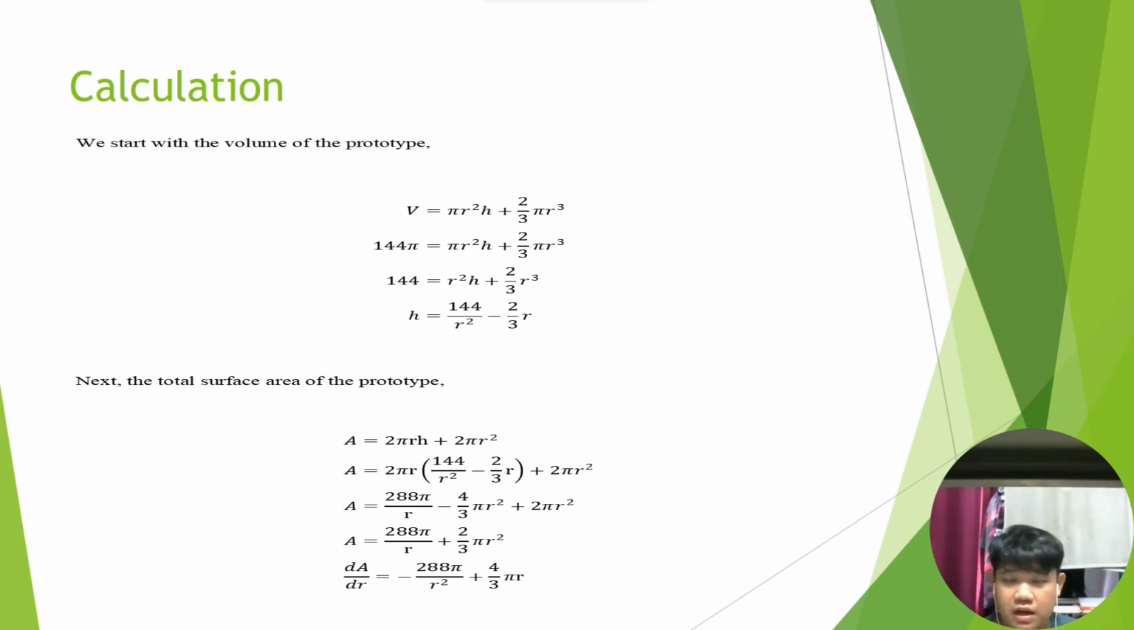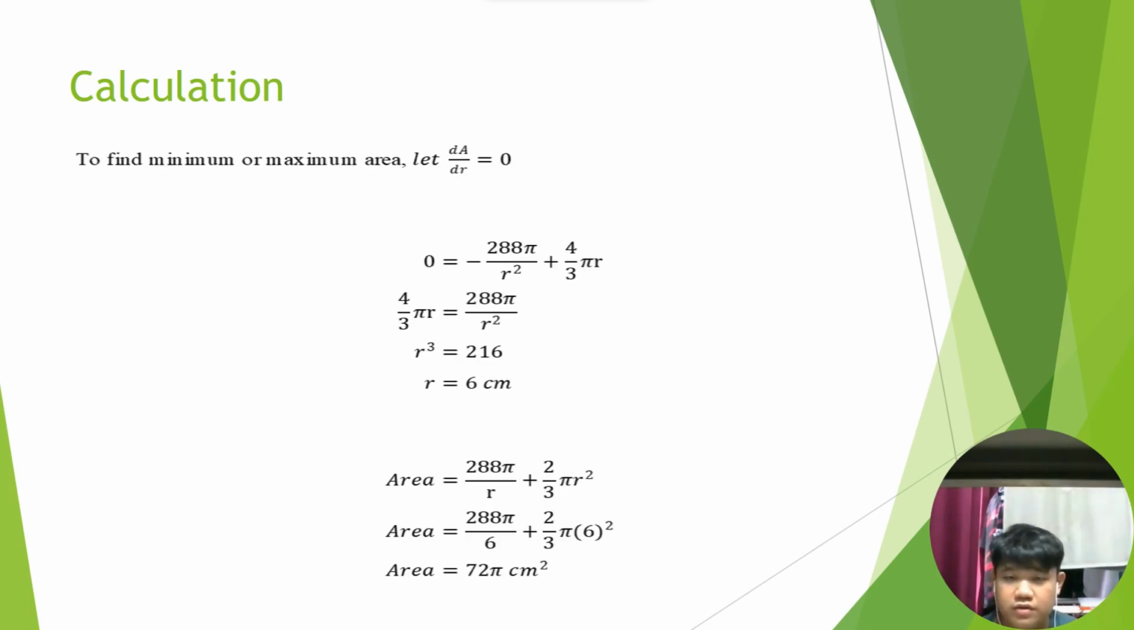And finally, we get an equation of h in terms of r, and then we sub this equation into the equation of the total surface area of the prototype, and we get an equation of A in terms of r. Then we differentiate it. After we differentiate it, we let it become 0, and finally we get a radius of 6 cm, and sub back to the original equation for the total surface area, and then we get the total surface area for the prototype is 72 pi centimeter square.